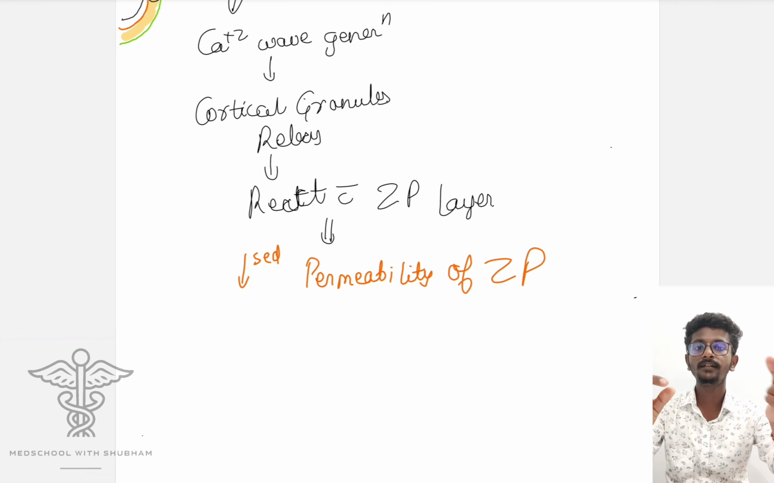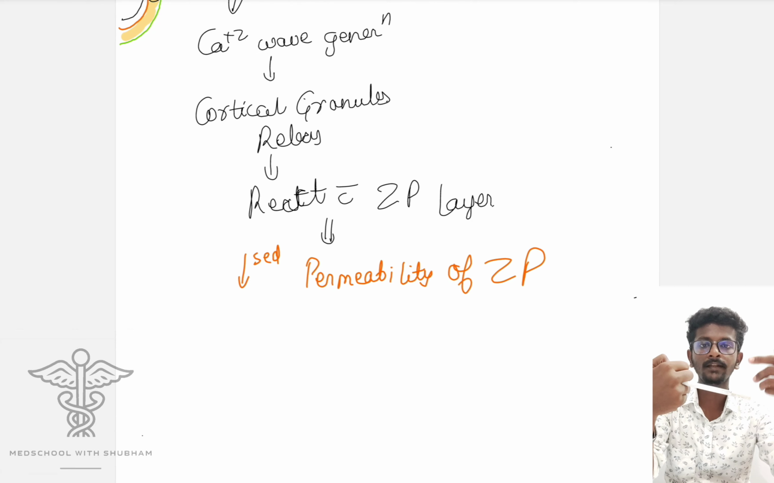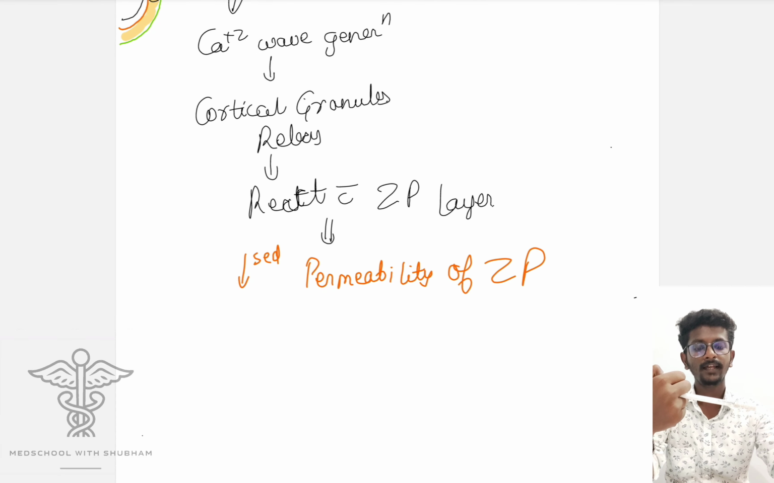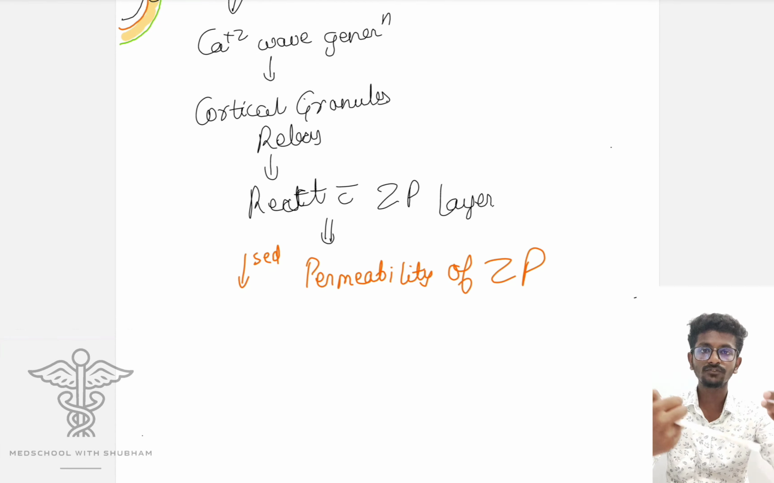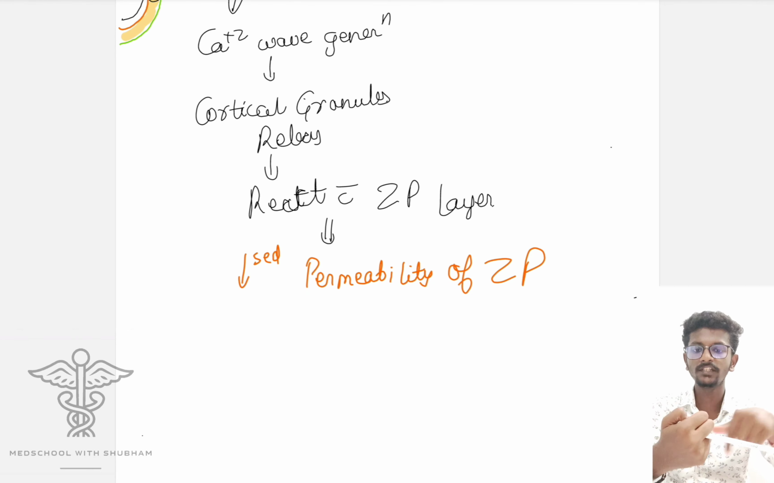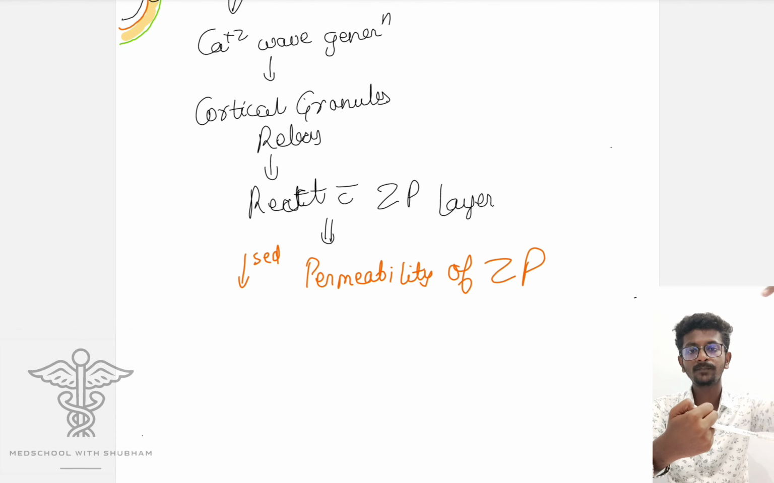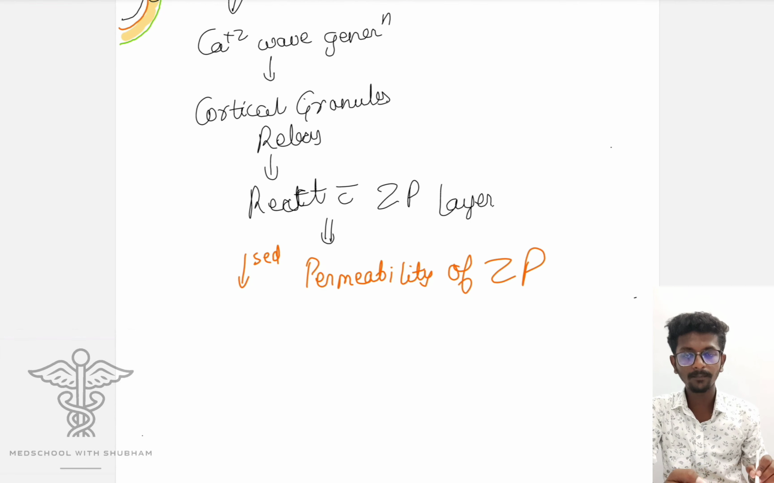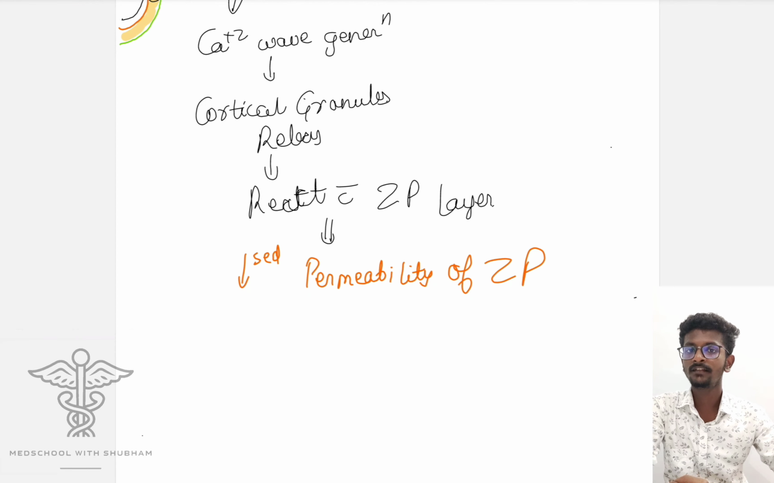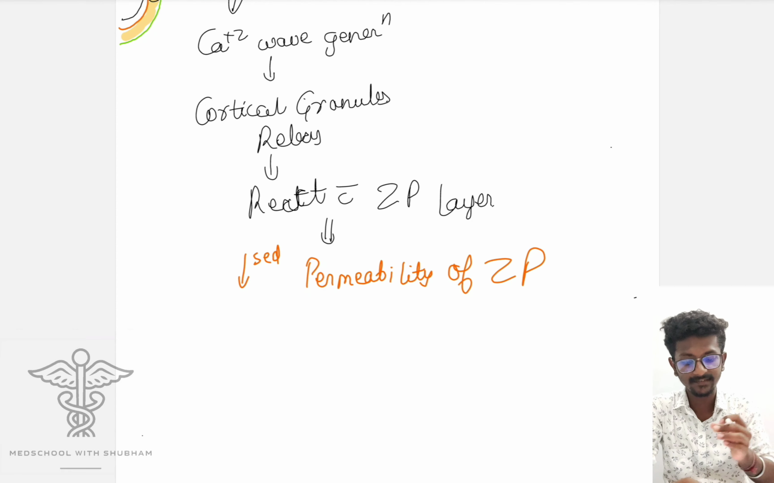What does this mean? This is the ovum and this is the sperm. Once the sperm has reached the vitelline membrane, the calcium wave will be generated, the cortical granules will be released, and these cortical granules will react with the zona pellucida layer and decrease its permeability. Now if another sperm comes and tries to fertilize the egg, it won't happen. Why? Because the permeability of the zona pellucida layer for other sperms has decreased. Now other sperms cannot come and fertilize that same ovum.